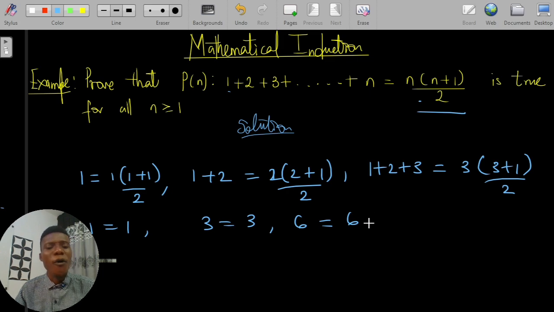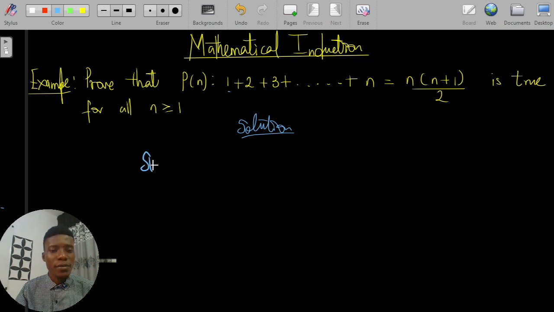Now, for how long are we going to do this to make our conclusion? That is where the use of mathematical induction is necessary. So if you are to apply mathematical induction, you don't have to go through all this stress. All you need to do is follow these 3 steps.